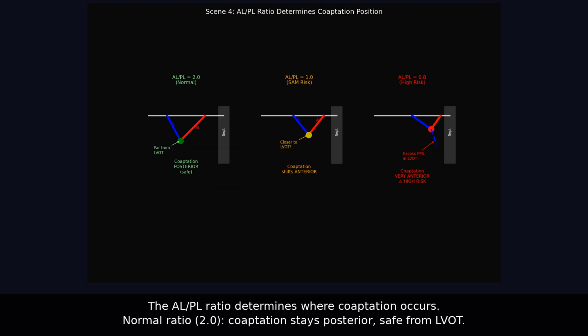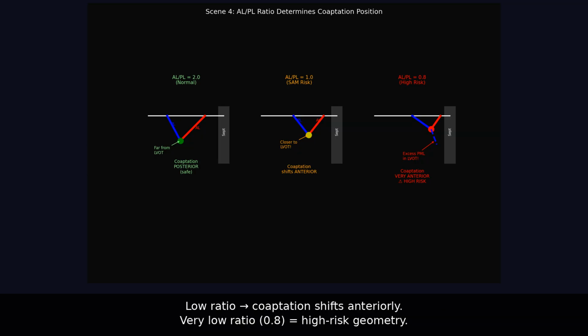The anterior to posterior leaflet ratio determines where coaptation occurs. A normal ratio of 2.0 keeps coaptation posterior, safely away from the outflow tract. A low ratio shifts coaptation anteriorly toward the septum. A very low ratio of 0.8 represents high-risk geometry with excess posterior leaflet tissue in the outflow tract.